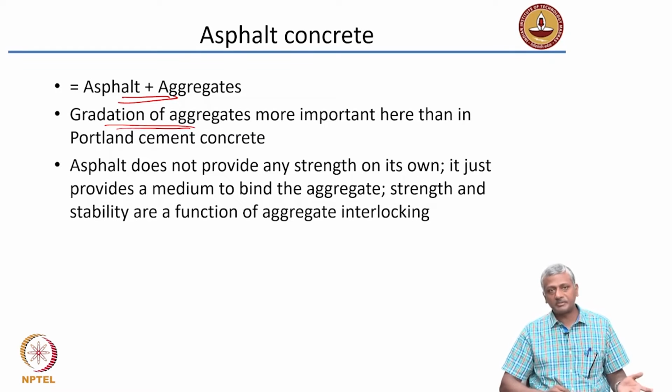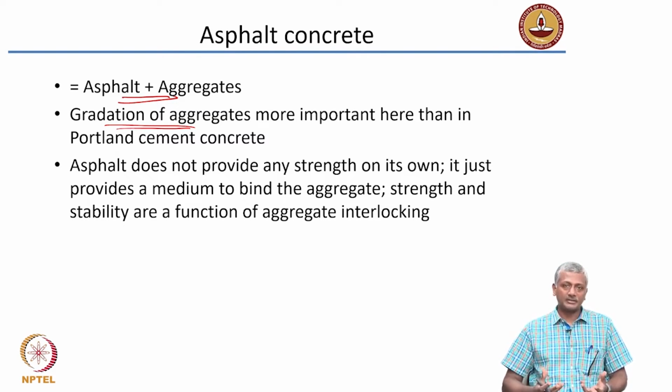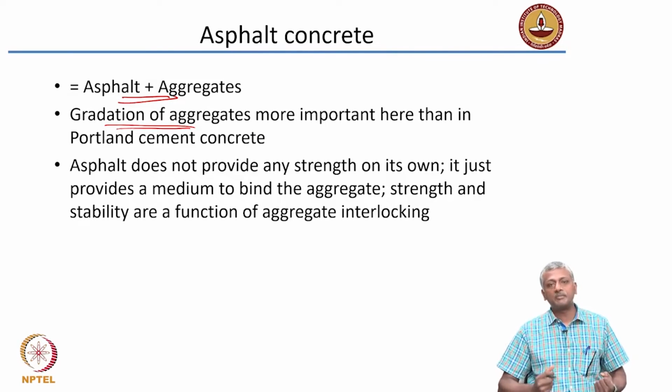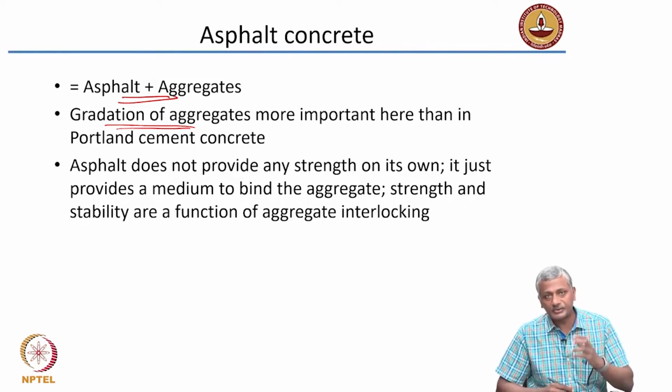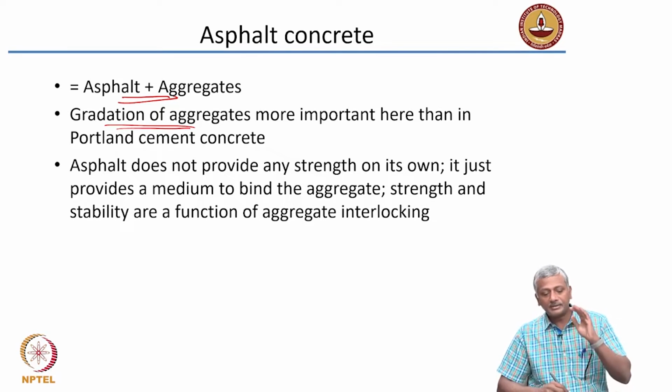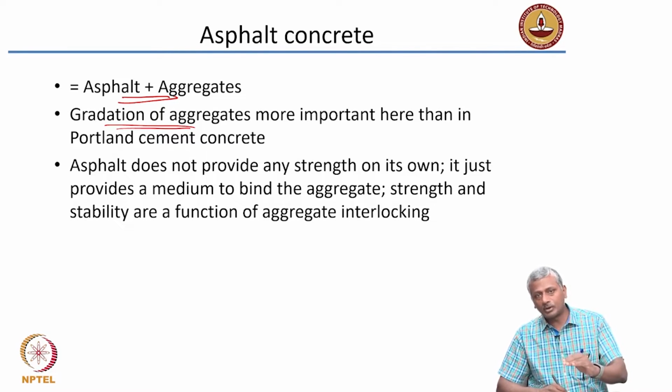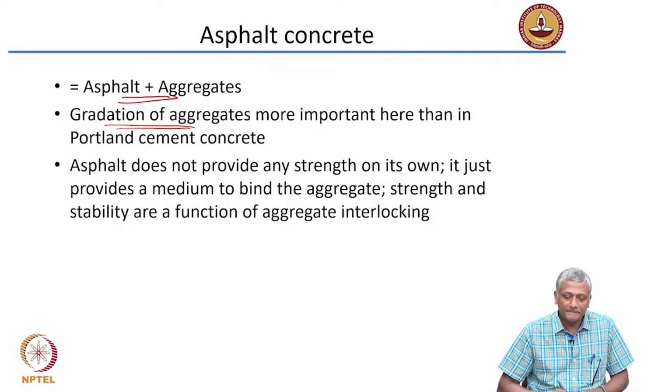is a lot more important when you consider asphalt pavements as it is when you consider concrete pavements. In concrete, the strength is mainly attributed by the hydration of the cement, the strength giving properties of the cement paste itself. Not so in the case of asphalt concrete pavement. So here the gradation of the aggregates is a lot more important as compared to Portland cement concrete.